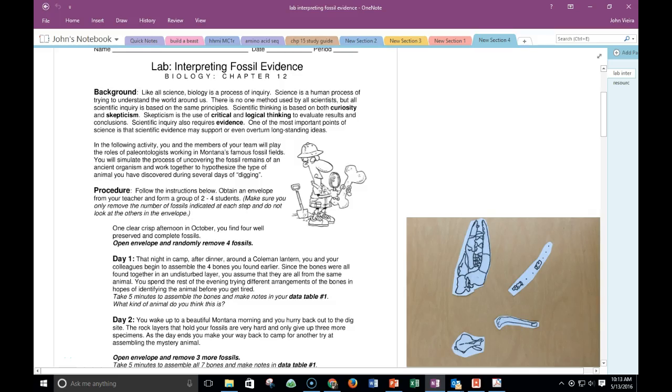All right. So your procedure is to follow the instructions below. You're going to need 2 to 4 students. I put you in groups of 2. We're going to start here.